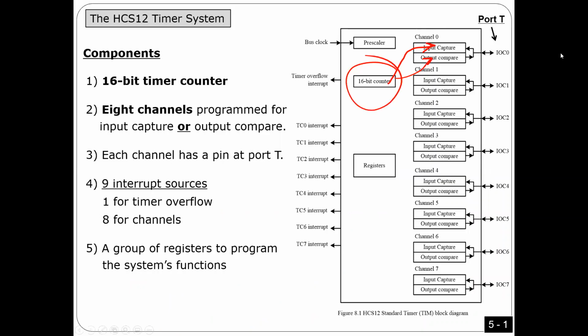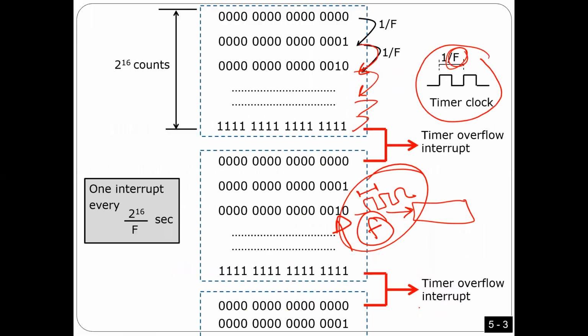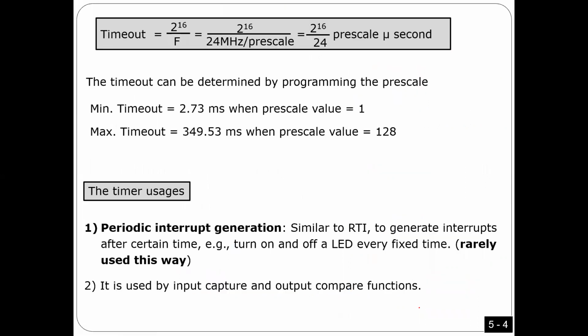So what I'm saying is, we have 8 channels, but we have only one counter, not 8, right? This counter is used by all of them. And this counter is counting all the time. As long as it is enabled, it's just counting, as you see here, and you can control the speed of counting.